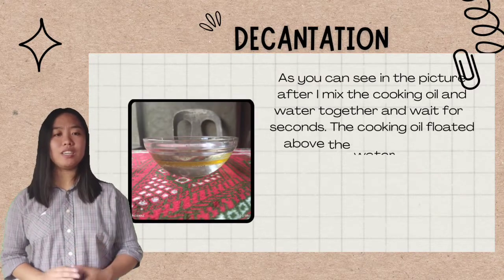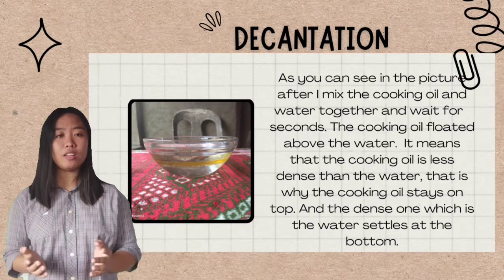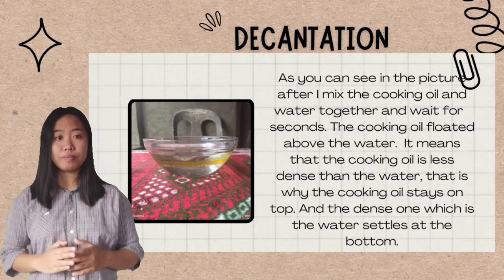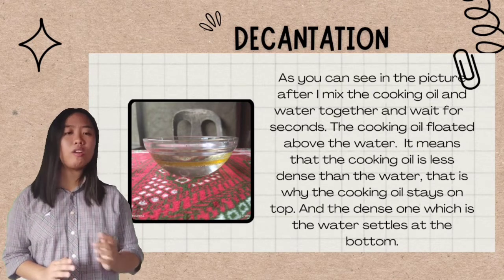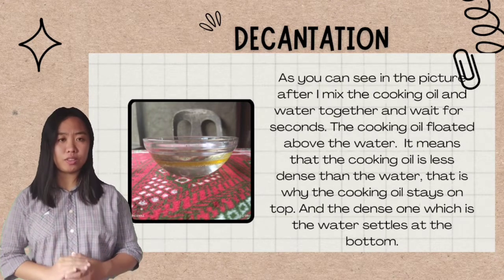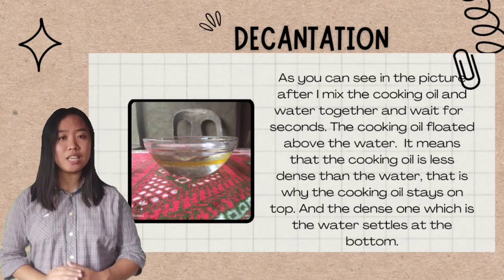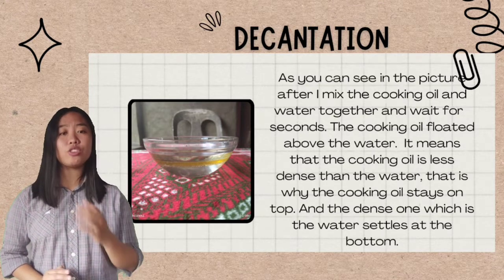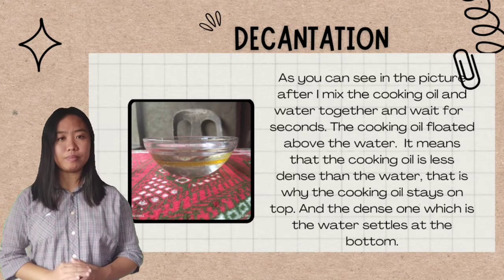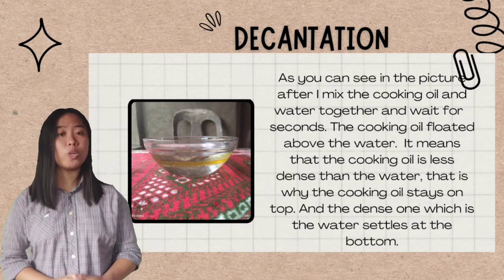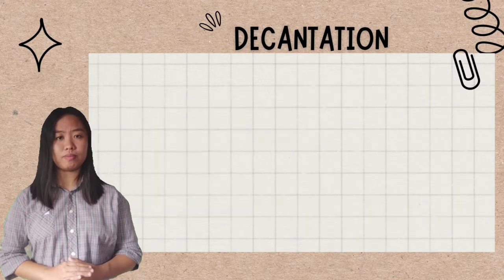As you can see in the picture, after I mix the cooking oil and water together and wait for a second, the cooking oil floated above the water. It means that the cooking oil is less dense than the water. That is why the cooking oil stays on top. And the denser one, which is the water, settles on the bottom.